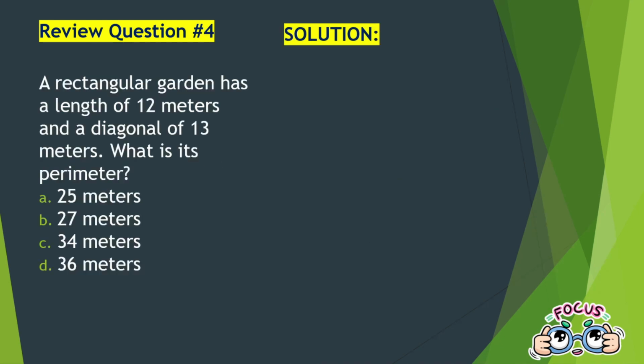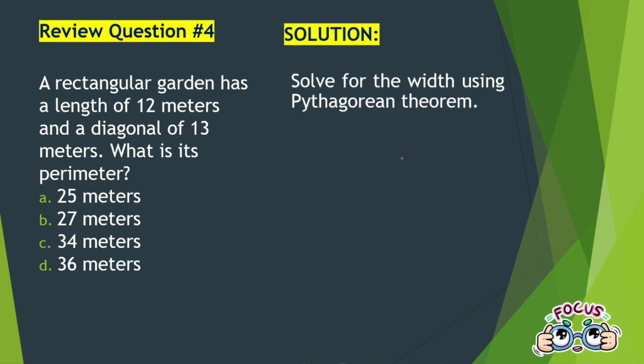Question number 5. A rectangular garden has a length of 12 meters and a diagonal of 13 meters. What is its perimeter? Sabi natin sa perimeter, we have to add all the sides, if we have determined already the measure of the length and the width. But since length lang ang meron dito at diagonal, we have to determine the width using the Pythagorean theorem.